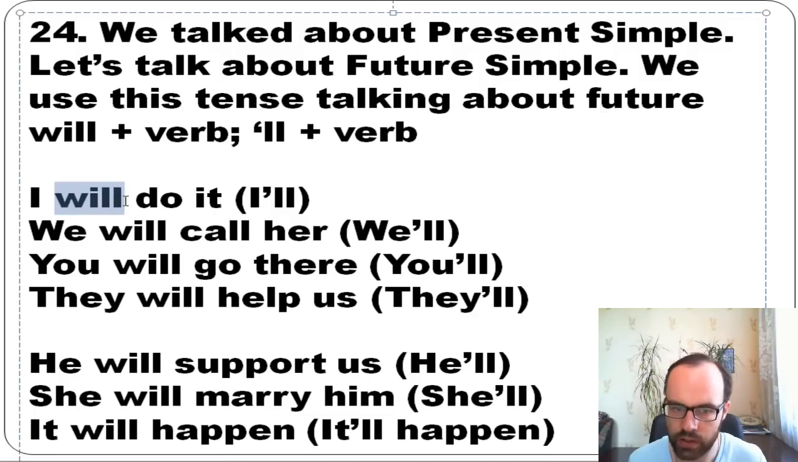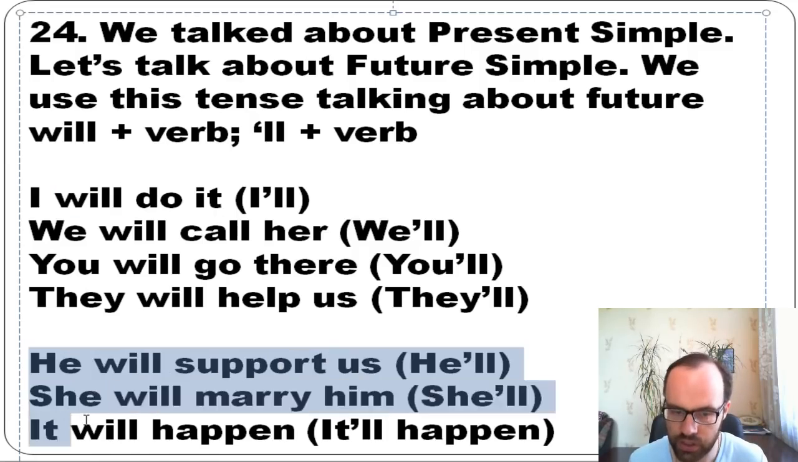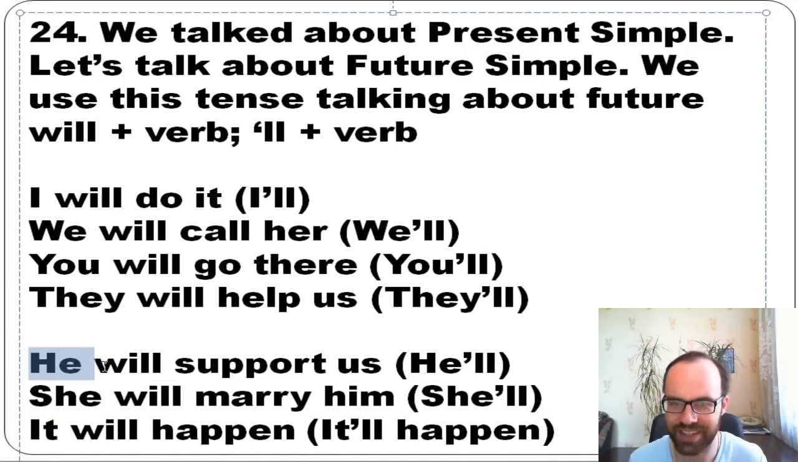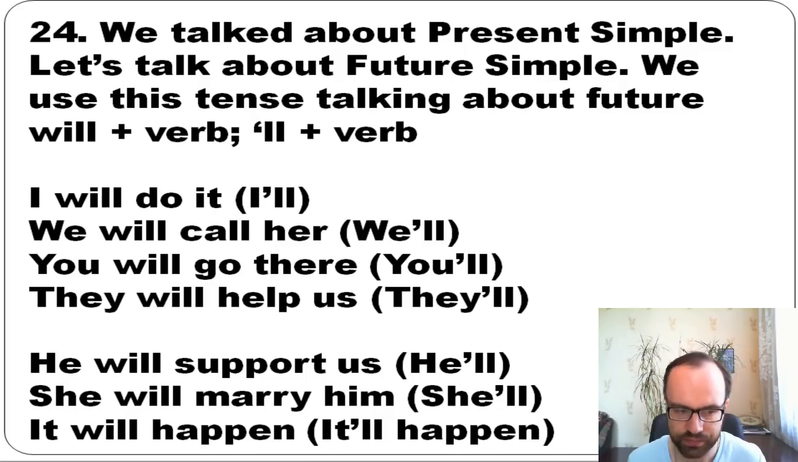So we use will after I, we, you, they, he, she, it. So we always use will, and after he, she, it too. So I like this tense because it's very simple. He will support us, or he'll support us. She will marry him, or she'll marry him. It will happen, or it'll happen. Okay, so this tense is very simple.